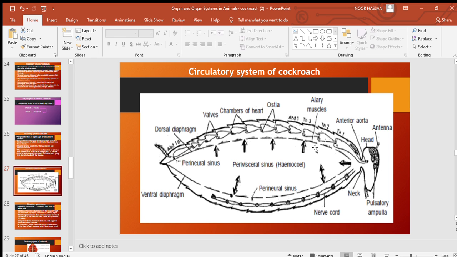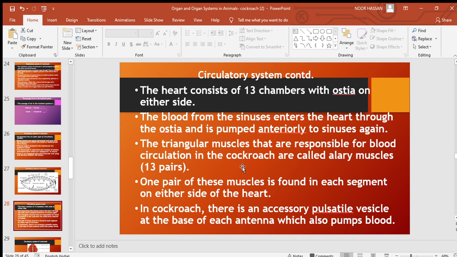Okay, so this is about the structure. We will discuss in detail about this system. So it consists of 13 chambers with ostia at the openings on either side. The blood from the sinuses, that is body blood filled body cavities, enters the heart through the ostia and is pumped anteriorly to sinuses again. The triangular muscles that are responsible for blood circulation in the cockroach are called alary muscles. So blood circulation in the cockroach is carried out by alary muscles.